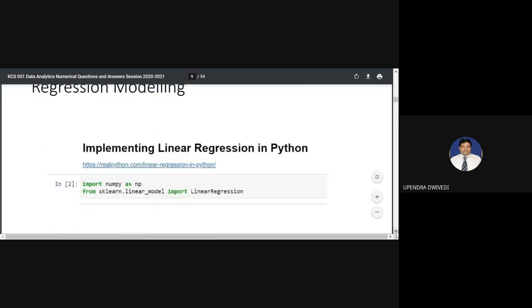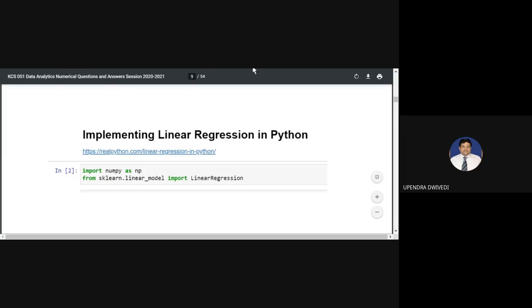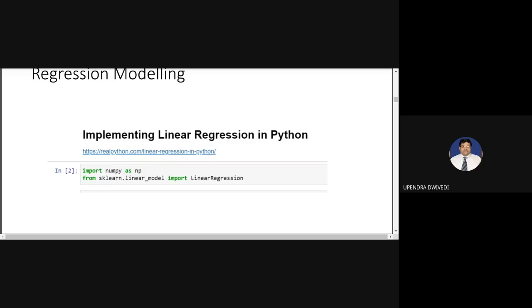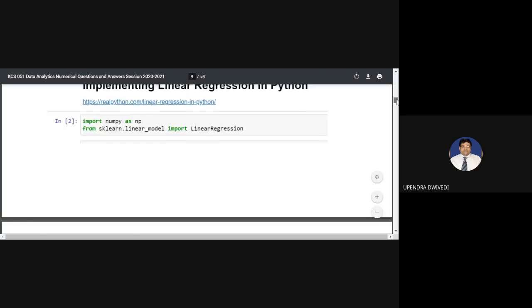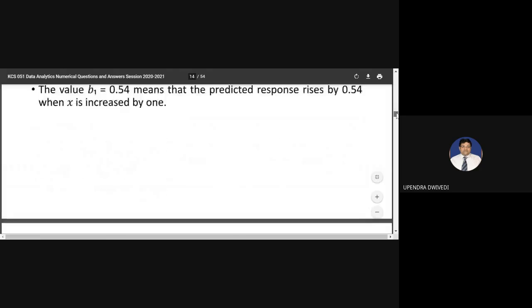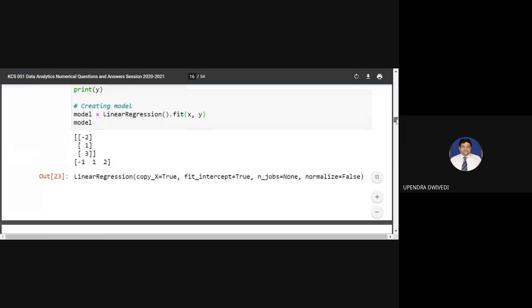Next, we have gone through the implementation of this problem through linear regression in Python. Are you interested to discuss this code, or is it okay? Is anyone interested to discuss this code? Okay, it's fine if you're not interested. I've already shared the file with your class, so you can refer to those files and run the code.